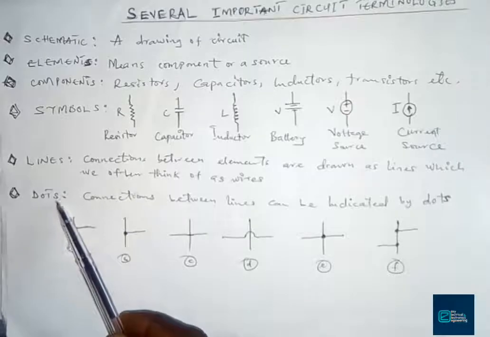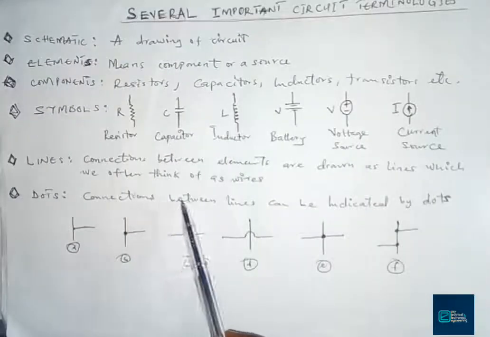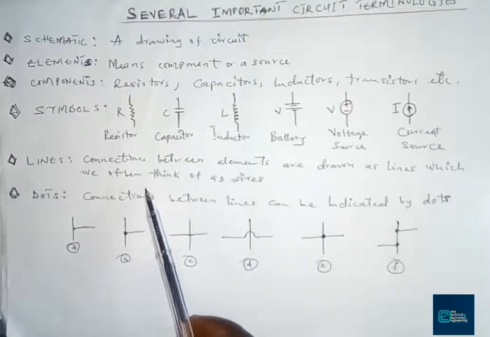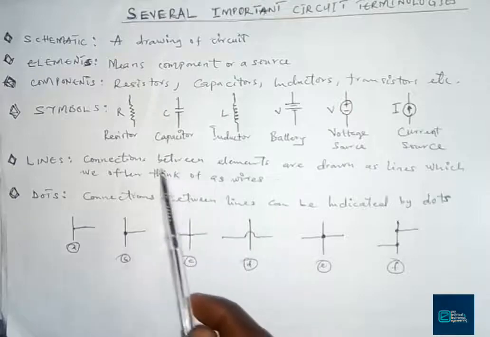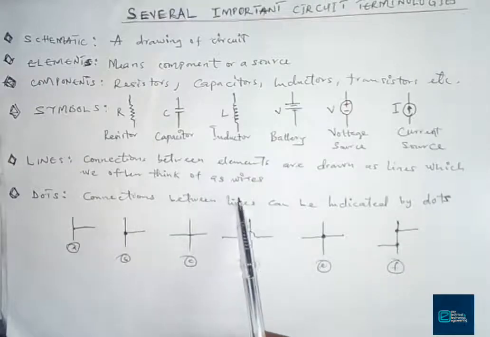When I'm talking about a dot as well, a dot actually means connection. It represents connection between lines. So that is what a dot means. Please let us not mix it up. Lines mean connection between elements in a circuit, while a dot stands for connection between lines.